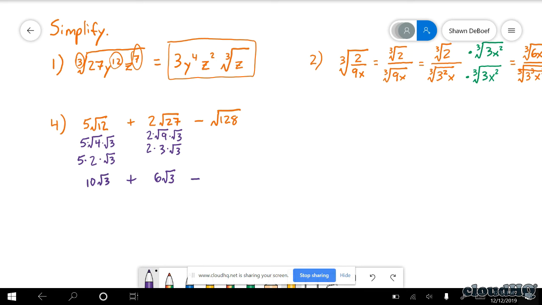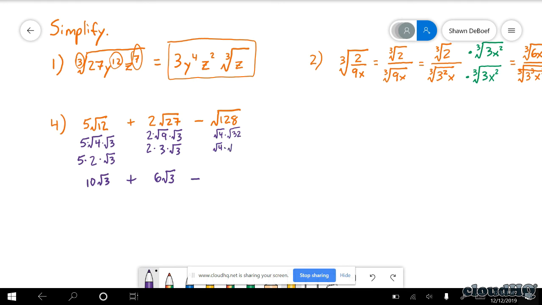128. If you recognized that that was 64 times 2, that would be the fastest way to break that one down. But what if you didn't realize that there was a 64? What if you said, oh, well, at least I can do a 4. It'd be 4 and what? 32. Oh, but 32 breaks down.